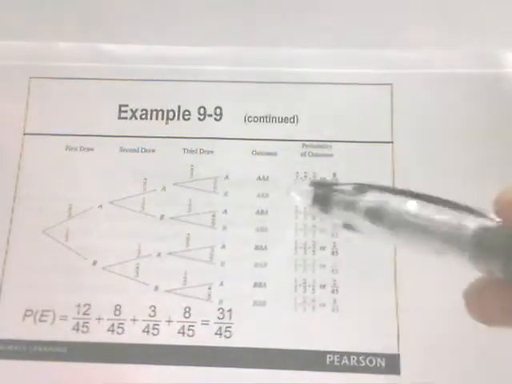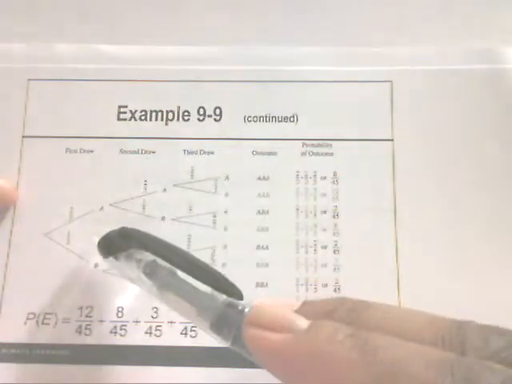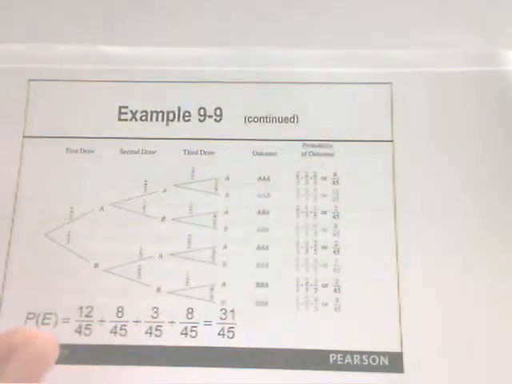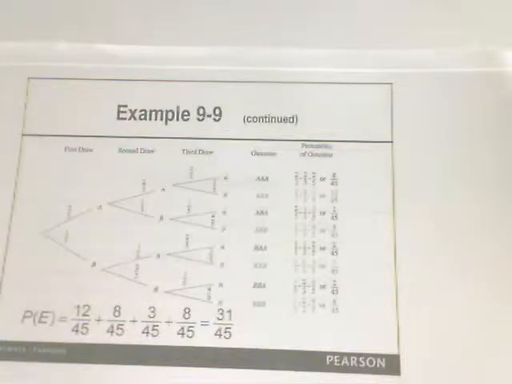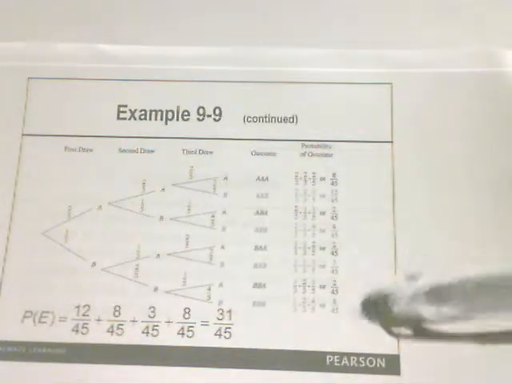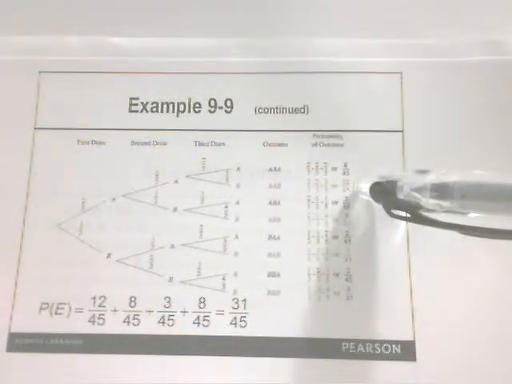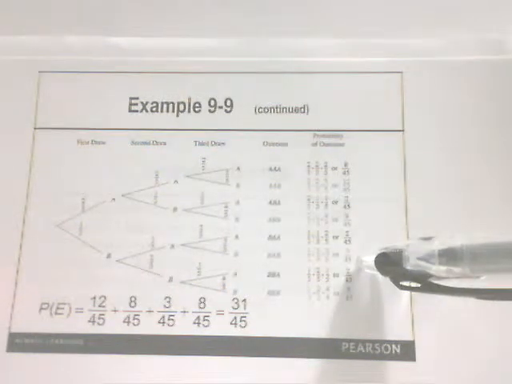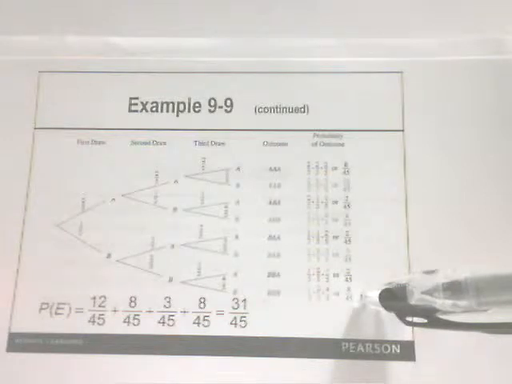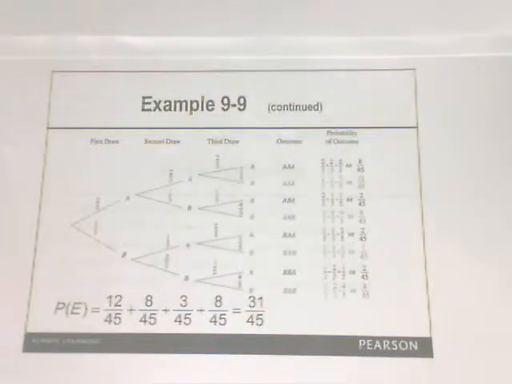Okay, now the outcomes look like this, and then you have to multiply each one of those probabilities along the branches here. So in this case, if we want to find the probability that the letter drawn from box 3 is a B, then that means we have to add this one, which is 12/45, this one, which is 8/45, this one, which is 3/45, and this last one, which is 8/45. So we add that together, you'll get 31/45.